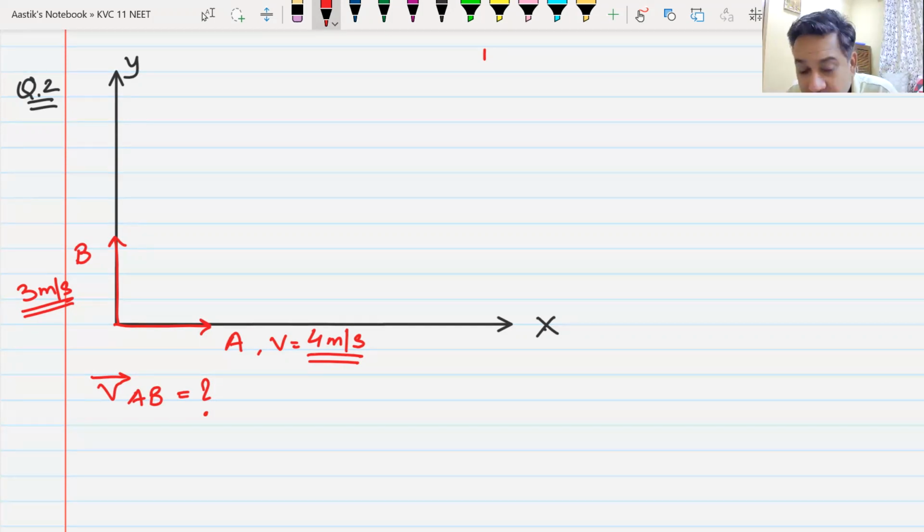Sir. Yes? 1. How did you get 1? Velocity of A minus velocity of B. So what is the velocity of A? 4. Okay. What is the velocity of B? 3. So the answer is 1. What type of quantity is velocity, beta?